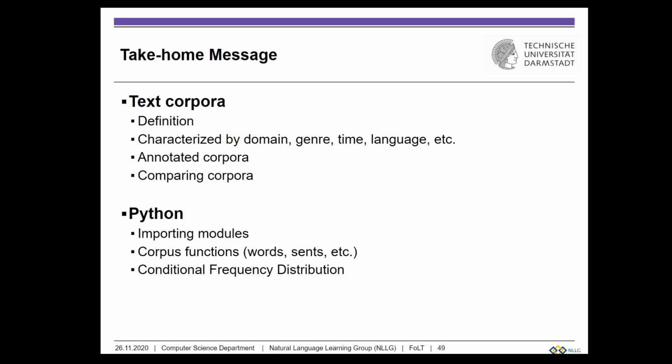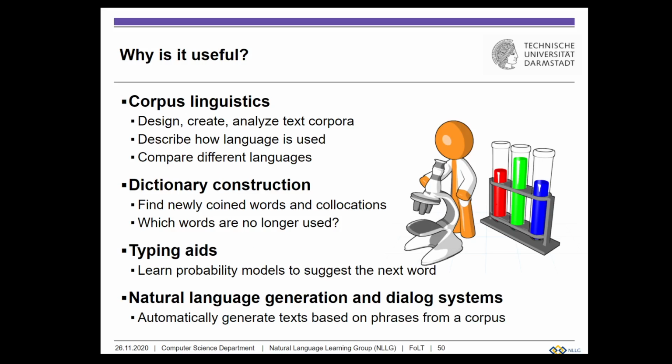We've seen an annotated corpus, where the definition of an annotated corpus is that the individual texts in the corpus are classified along some category. We've also seen how to compare corpora or how to compare distributions within one corpus along different categories. We've also seen how to use Python and NLTK to process text corpora, how to import modules, how to use the NLTK functionality, especially the conditional frequency distribution, to do corpus analysis and to do further things like text generation.